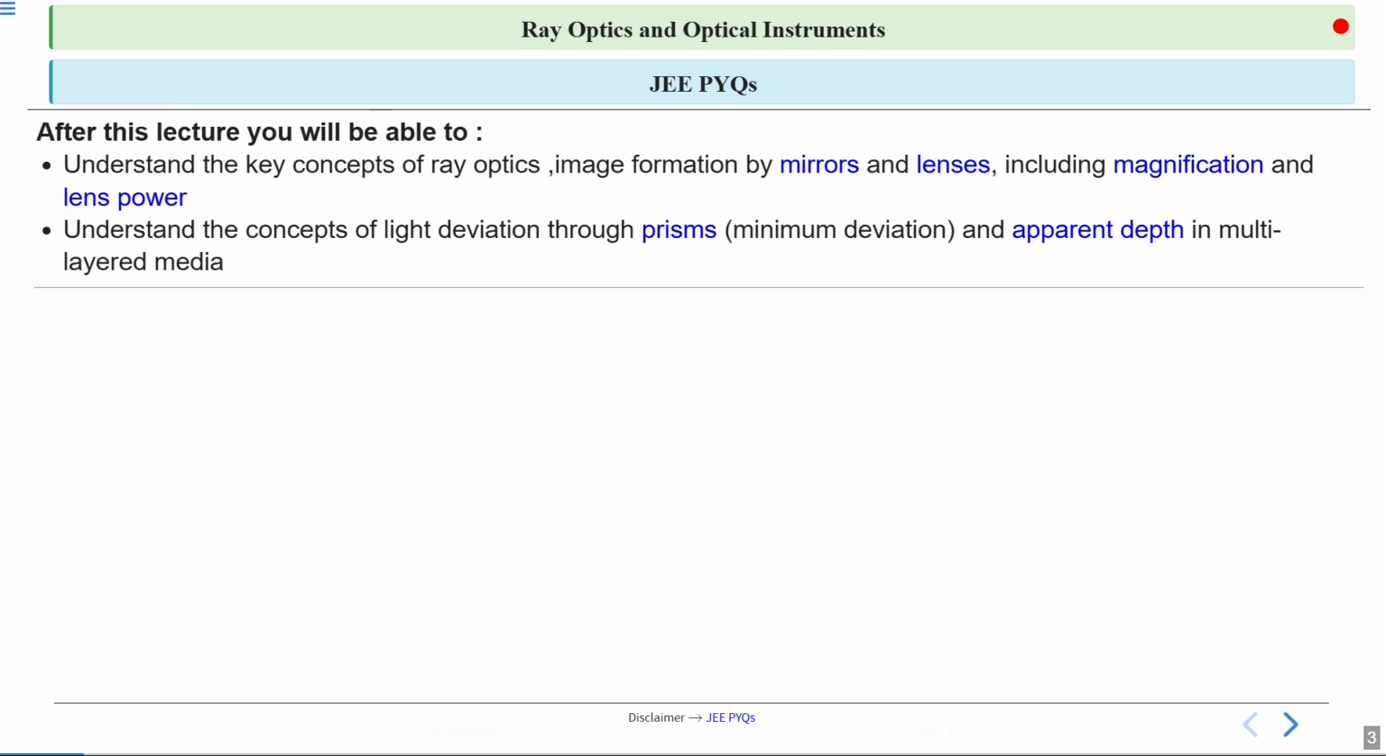We will also discuss how light deviates through prisms, focusing on the concept of minimum deviation, and explore the phenomenon of apparent depth in multi-layered media. These concepts are not only fascinating but also have practical applications in everyday optical instruments.